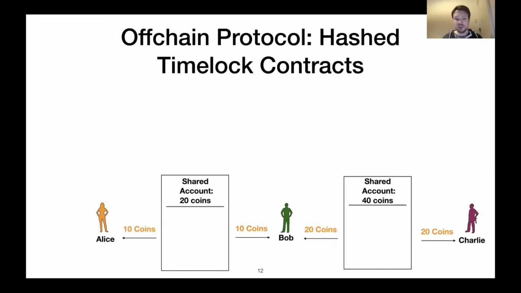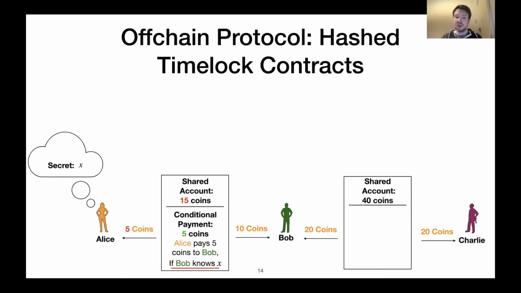In simple terms, HTLCs work as follows. Here again we have 3 parties, Alice, Bob, and Charlie, and 2 channels, one between Alice and Bob and one between Bob and Charlie, as before. Now, first, Alice thinks of a secret X. Then Alice and Bob modify their channel by extending it with a conditional payment from Alice to Bob, and this payment is performed if Bob can tell Alice her secret X.